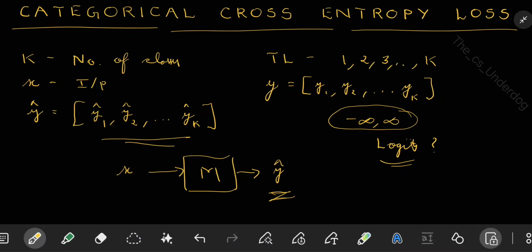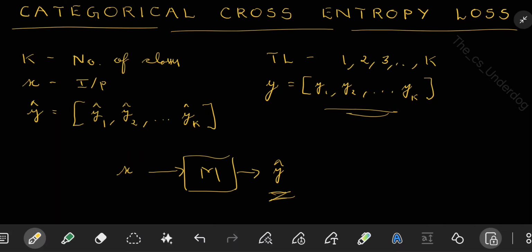Don't confuse this y cap with the kind of values y is taking. In y it is a one-hot vector. It is the true label. Whatever the true label is, to show that it will be a one-hot vector. Y cap will simply be real numbers forming a vector.